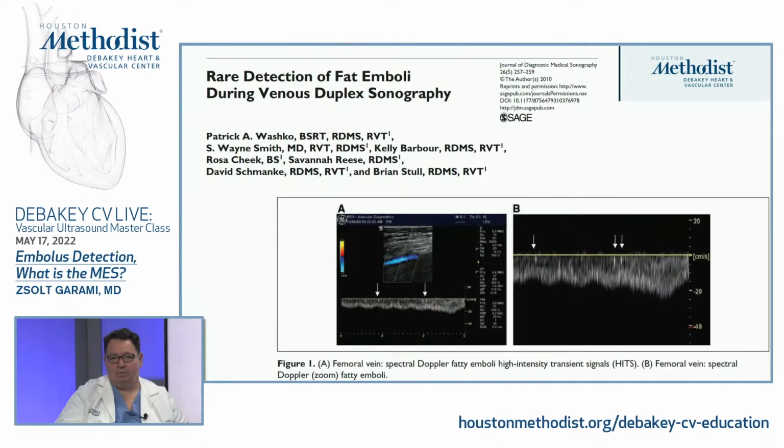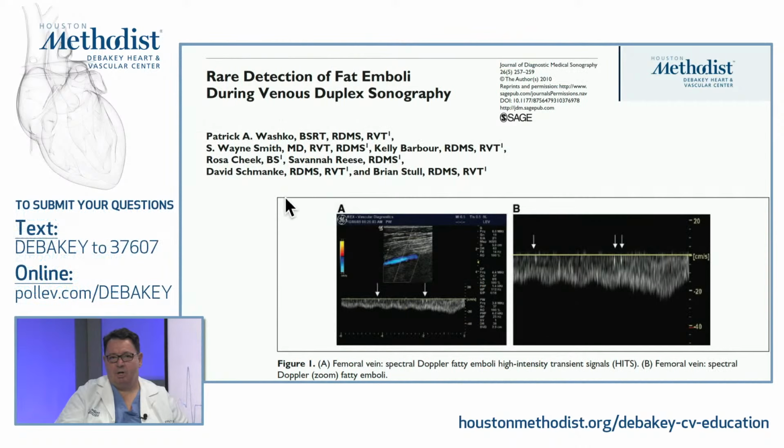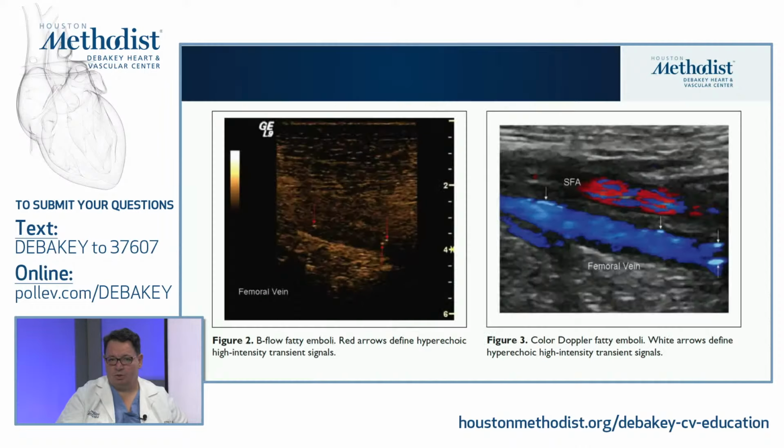And again, one of my friends, Patrick Washko, quickly pointed out that he published on the venous side what this microemboli signal may belong to: a fat embolism when you have a bone fracture, and this embolization gets into the venous system. And again, those are not friendly. Those are still going to give you trouble in the circulation.